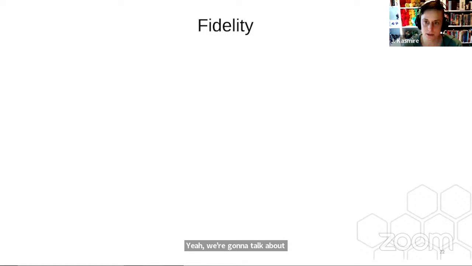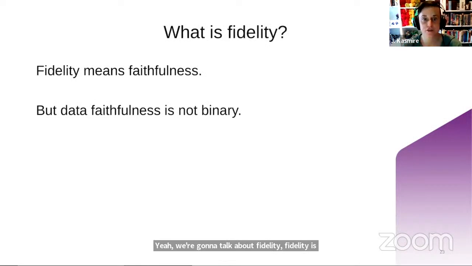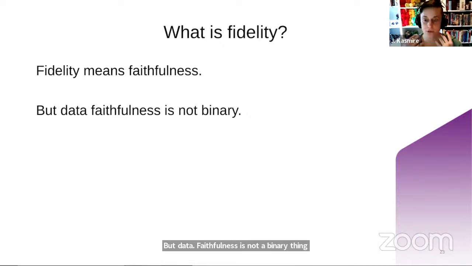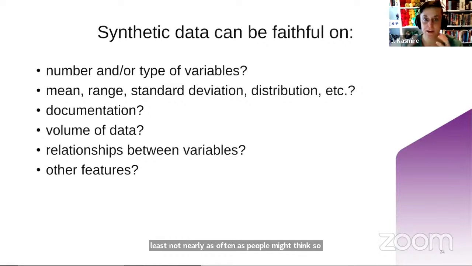Fidelity is important in a synthetic data context because fidelity means faithfulness, but data faithfulness is not a binary thing. Things are not faithful or unfaithful in a data sense, or at least not nearly as often as people might think. So synthetic data can be faithful on many different features and unfaithful on other features. So you can have the number or type of variables, the mean, the standard deviation, the distribution can be faithful to the documentation, it can be a faithful representation of the volume of data in the original, it can be faithful to the relationships between variables, lots of other features.